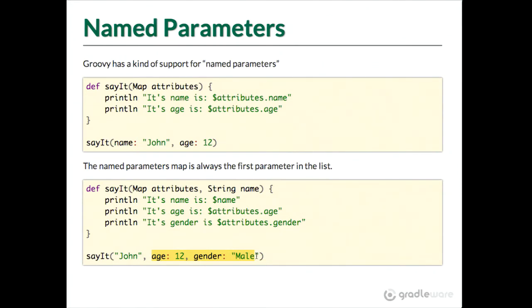We could actually have those parameters first and John at the end, and Groovy would collect them all up and put them into the attributes map. We could even actually have age 12, John, gender male. We can mix them up through there if you want, but please don't. That doesn't help anybody do anything. So generally the idiomatic approach is name parameters on the end.